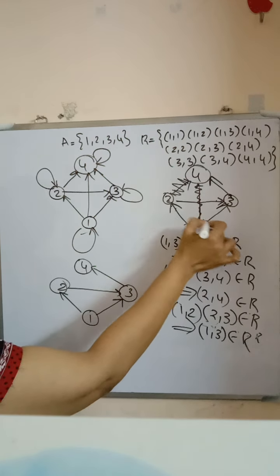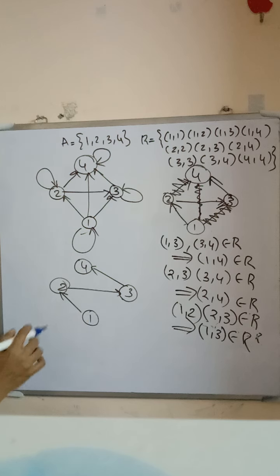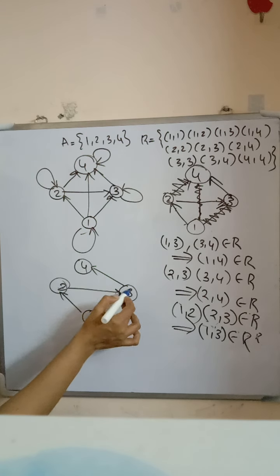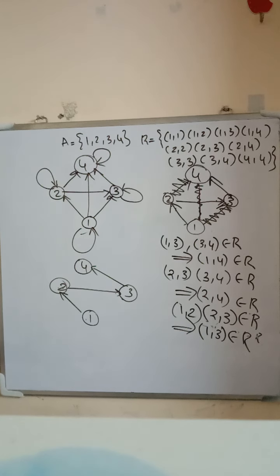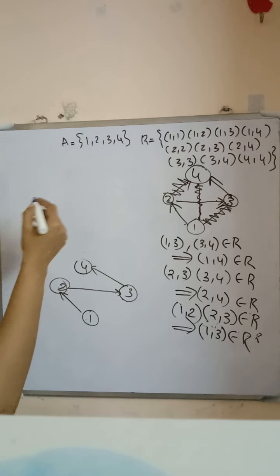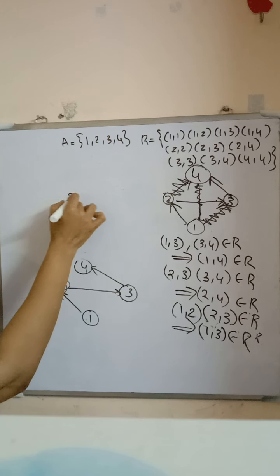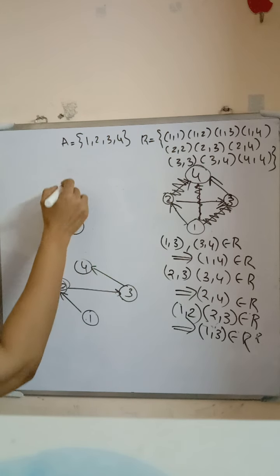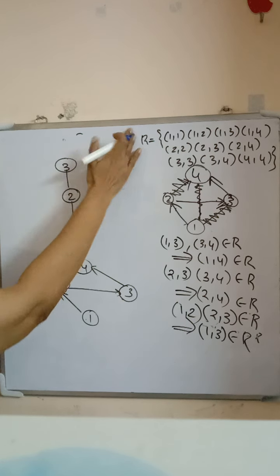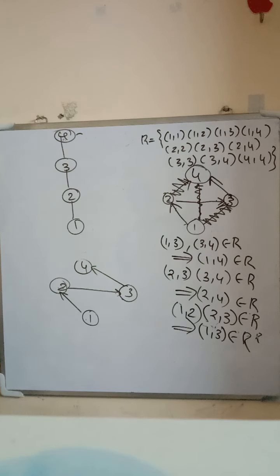So we delete this edge also. (1, 3) is also deleted from the graph. So we get (1, 2), (2, 3), (3, 4). Okay. We represent this as a Hasse diagram. Hasse diagram always shows upward relation. So 1 related to 2, 2 related to 3 and 3 related to 4. This is the Hasse diagram representation of this relation.